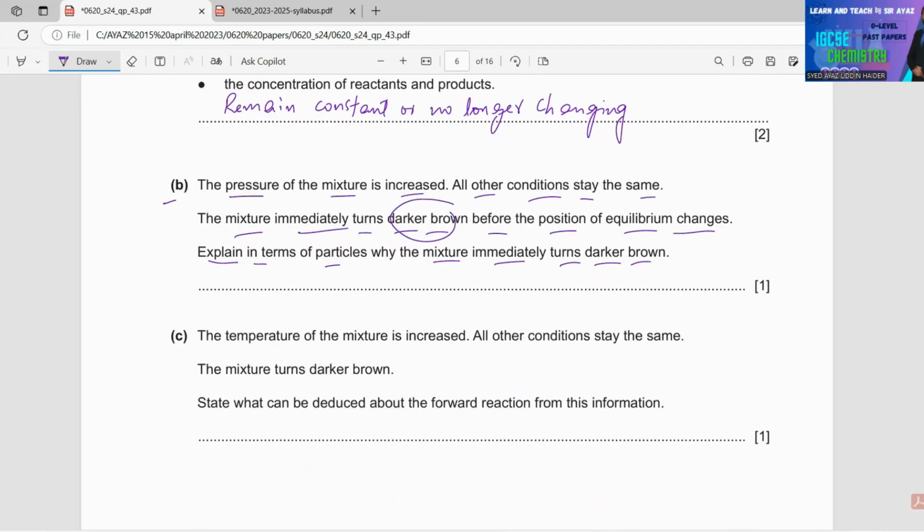So what will you write? You will write higher number of particles per unit volume of NO2, or more particles in lesser volume of gases.